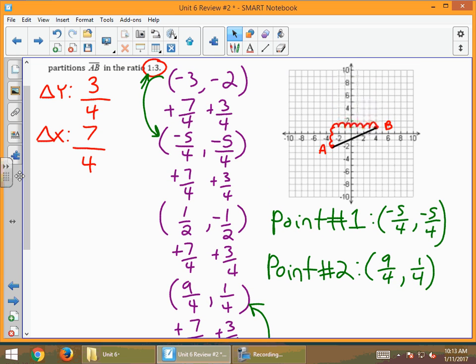Same exact thing. Fractions doesn't really change it, other than just the numbers a little more difficult to work with sometimes. But you have a calculator, makes your life a lot easier. Questions on that? Everyone's going to get 100% on this little mini quiz.